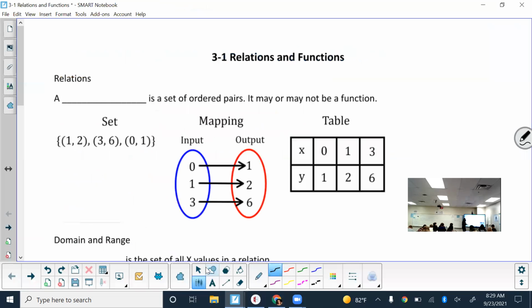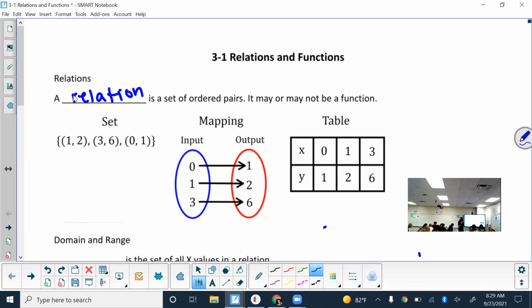So now let's do our notes. Have this paper in front of you, not the one that says practice. It says 3-1 relations and functions. All right, so relations. Let's fill in the blanks here. A relation is a set of ordered pairs. It may or may not be a function. And it can be shown in a ton of different ways, but it's basically a set of ordered pairs.